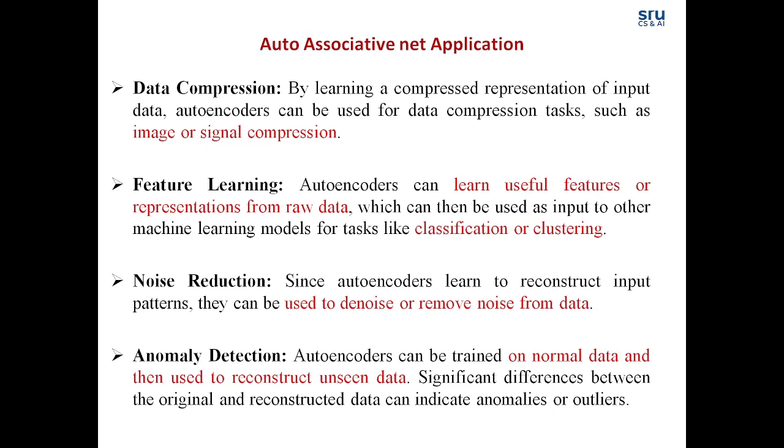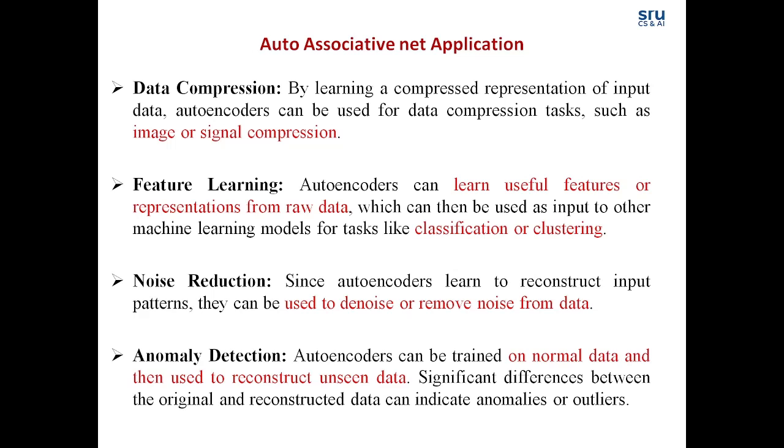Auto-associative applications: it is used in data compression, such as signal compression or image compression. In feature learning, autoencoders can learn useful features or representations from raw data. These can then be used as input to other machine learning models for classification or clustering tasks.